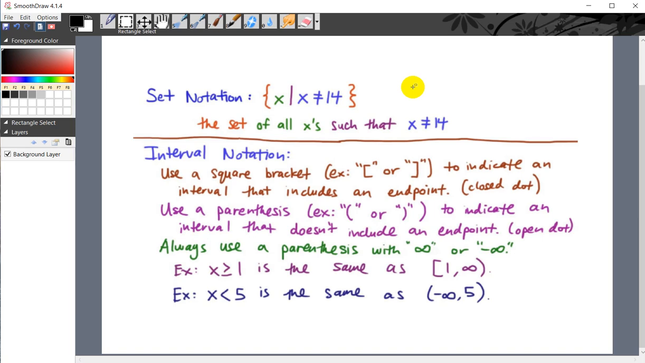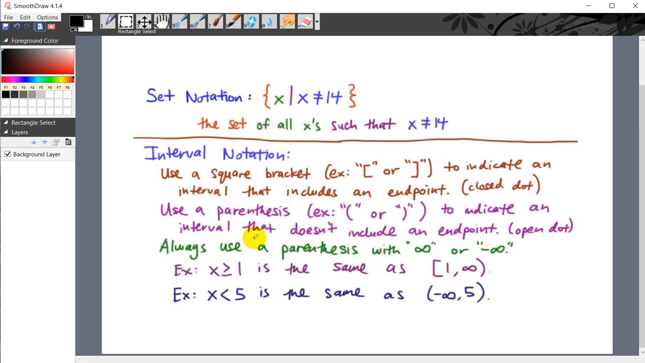Interval notation. Generally for interval notation, you want to use a square bracket to indicate an interval that includes an endpoint, so something like a closed dot. Use a parenthesis to indicate an interval that doesn't include an endpoint, like an open dot. Always use parentheses with positive infinity or negative infinity.